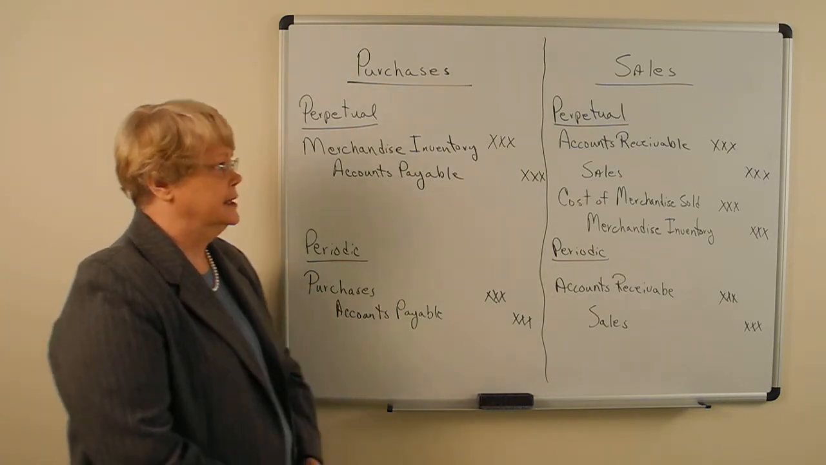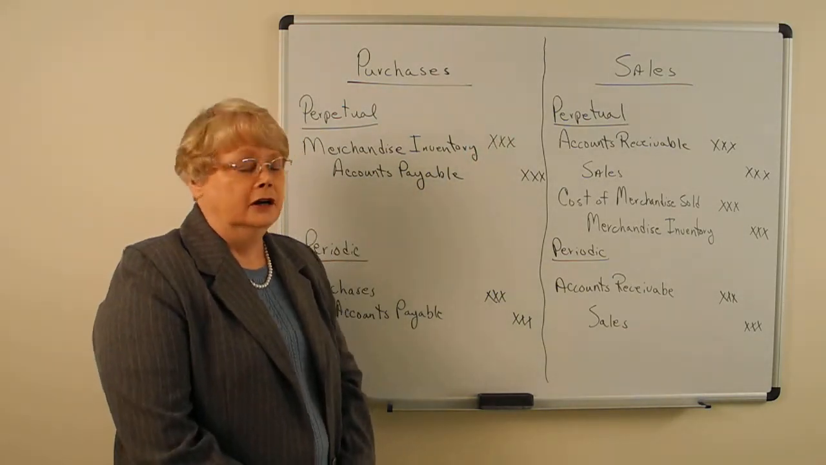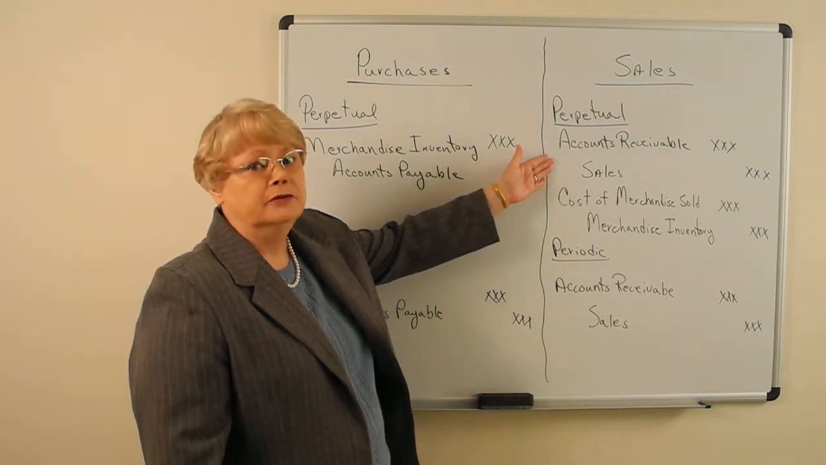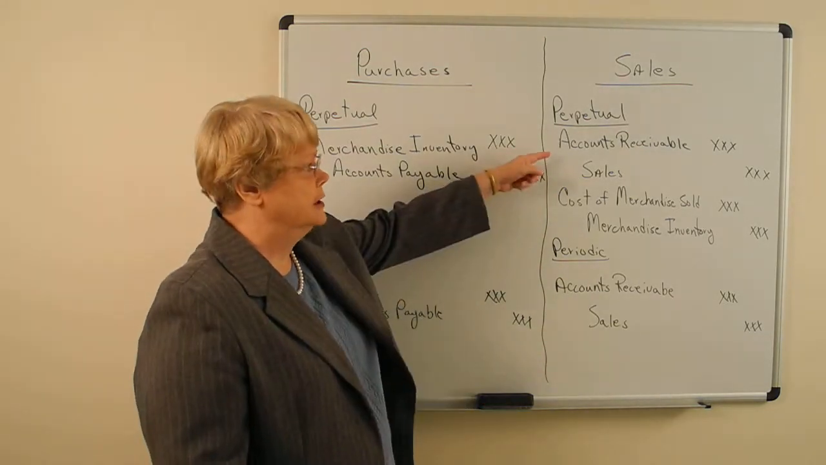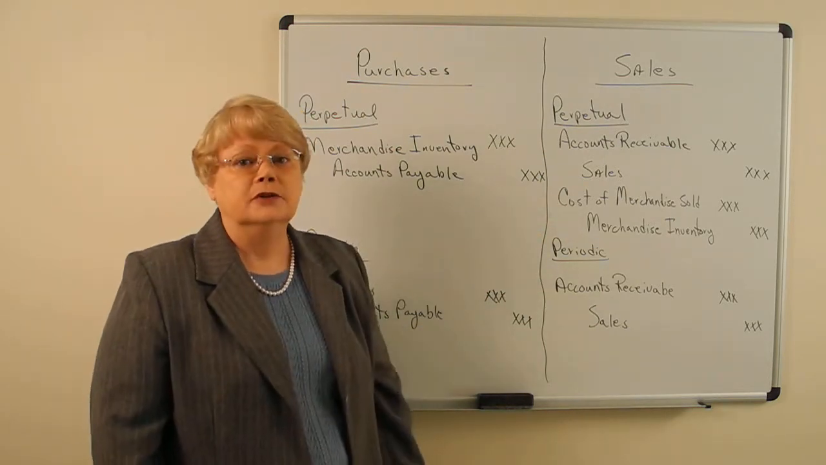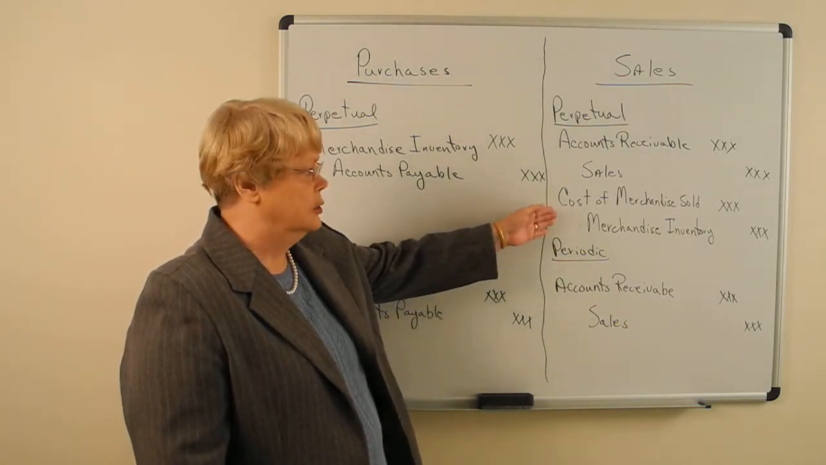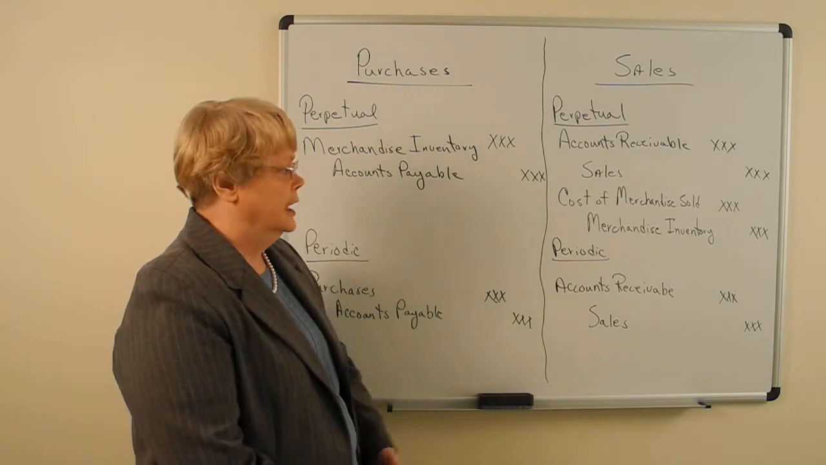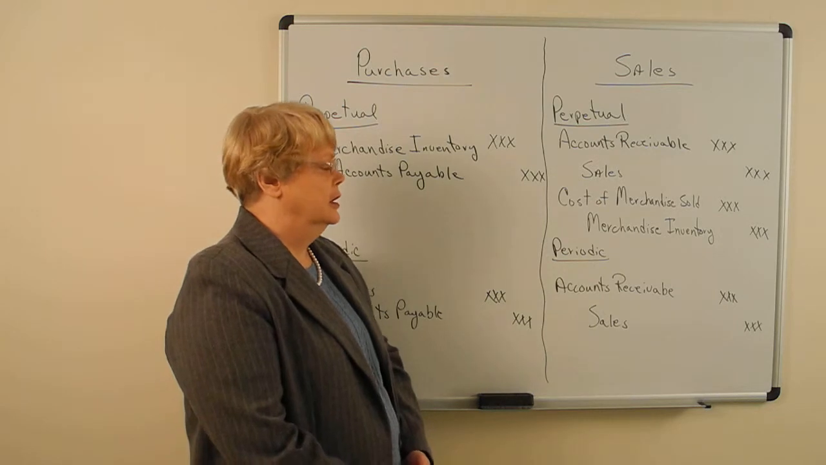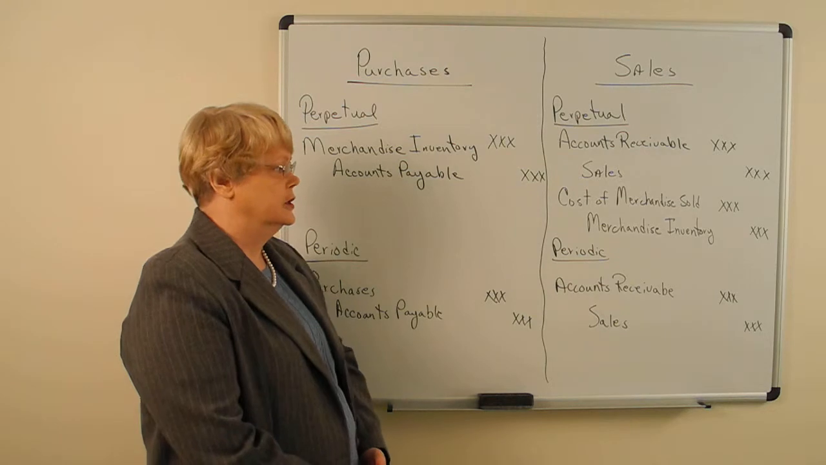Okay, when we go over to the sales side, under the perpetual system, anytime you make a sale, you're going to have two entries, not just one. You will have the first entry to record the sale. That's going to be a debit to accounts receivable, a credit to sales. The second entry is going to record the cost of the sales and reduce the inventory. So you're going to debit cost of merchandise sold and credit merchandise inventory. That's under a perpetual system where we are keeping up with the changes in inventory and we're keeping up with the cost of merchandise sold.